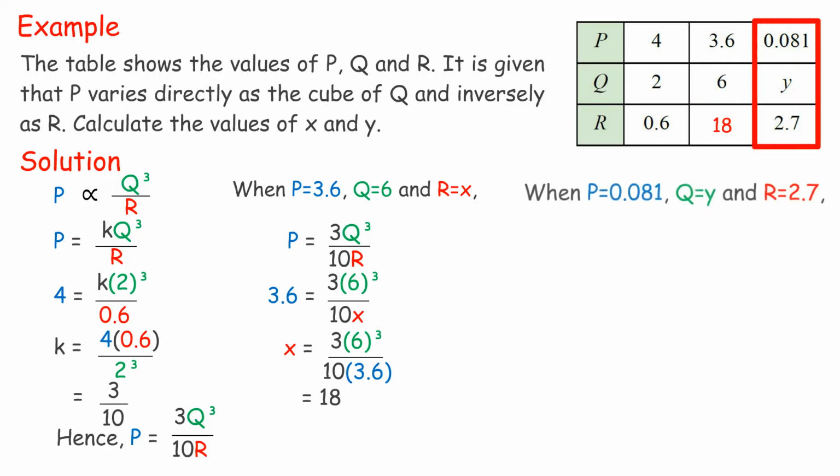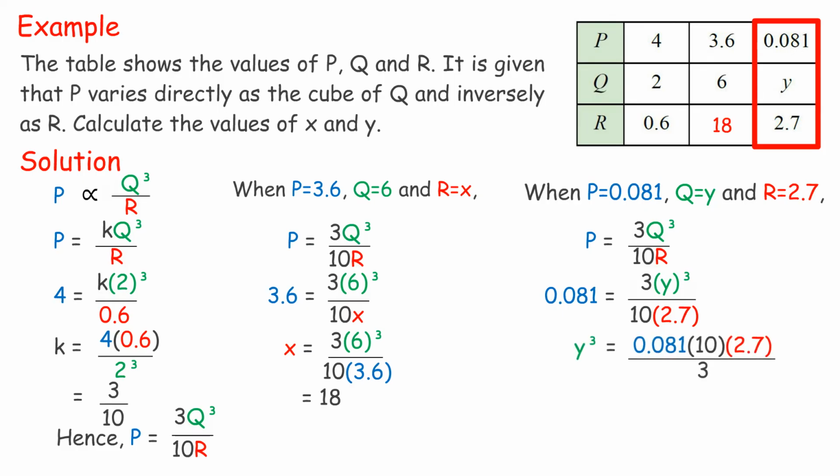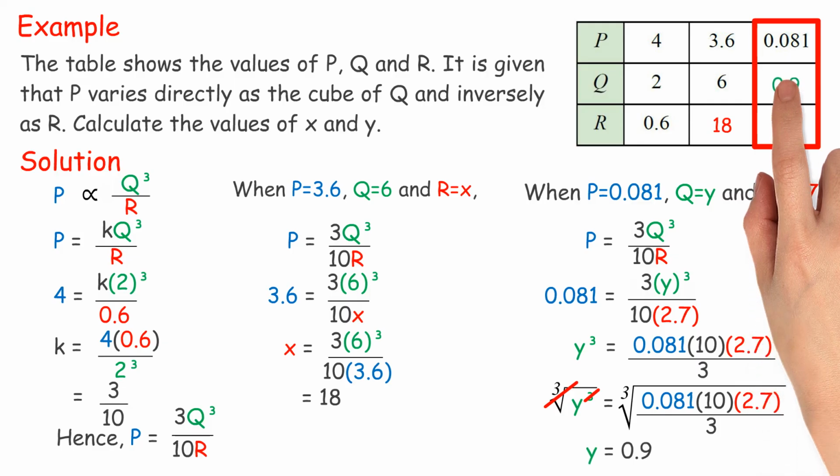When p equals 0.081, q equals y and r equals 2.7, p equals 3q cubed divide by 10r. Substitute p, q, r into the equation. 0.081 equals 3y cubed, divide by 10 times 2.7. y cubed equals 0.081 times 10 times 2.7, divide by 3. To get the value of y, cube root both sides, and y equals cube root of 0.081 times 10 times 2.7 divide by 3 equals 0.9.